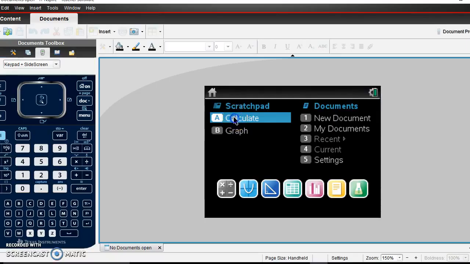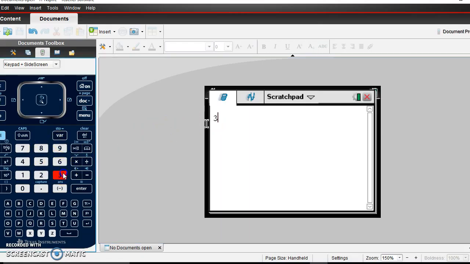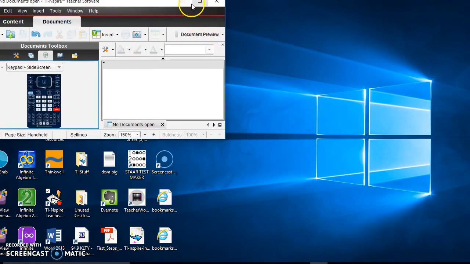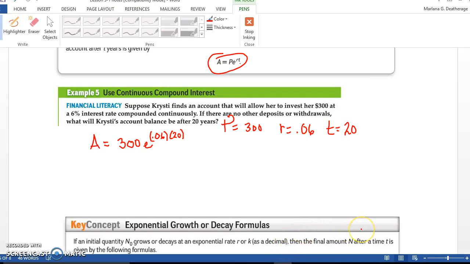Okay, so I'll go to calculate. Alright, and it's 300 times e, the button is right over here to the left of the 1, to the 0.06 times 20. 996.0, and we round it up to 0.04. So equals 996.04.